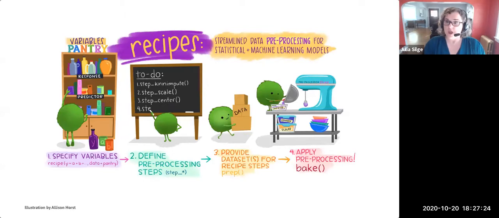In tidy models, we capture data pre-processing and feature engineering in the concept of a recipe, a pre-processing recipe that has steps. You specify what variables you're going to use, then you define the steps, and then you prepare it using some training data, and then you can apply that to any other data set, like testing data or new data. The specific feature engineering steps that we choose are typically chosen based on what we learn during EDA. So let's look at an example of that.